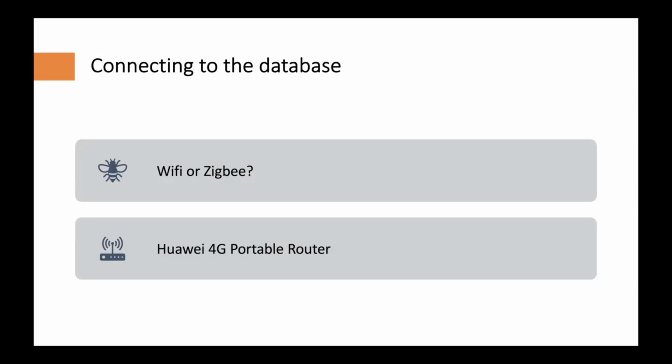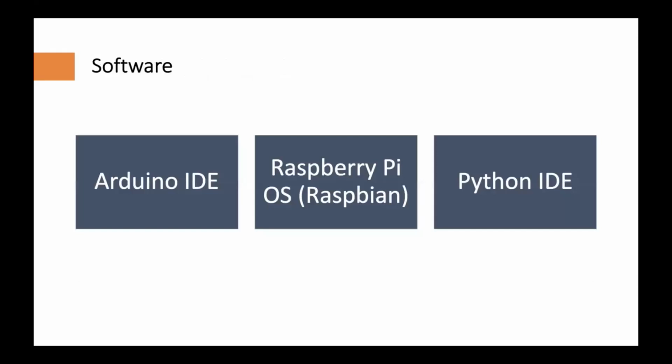As for the software used, we will be using the Arduino IDE to program sensors and ESP8266 modules, and for the Raspberry Pi, we will install the Raspberry Pi OS, which comes with over 35,000 packages. And usually the Raspberry Pi comes with a default Python IDE installed, but in case it did not exist, it has to be installed to be able to process the images.